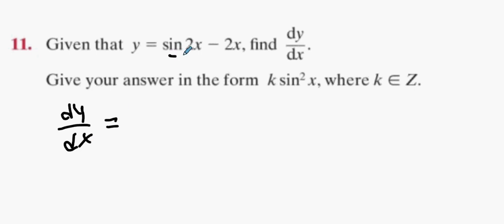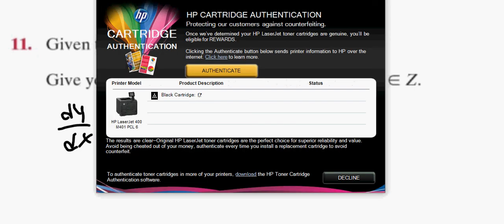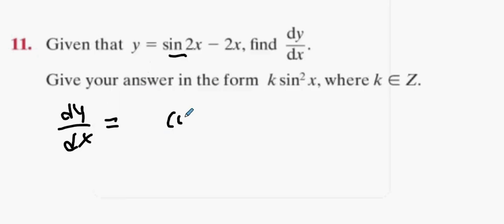So, sine differentiates into cos. Cos 2x. Differentiate the 2x to get 2. Alright? So, who got 2 cos 2x? Looks nothing like sine squared x, does it? Right. Is there anything we can do about that?